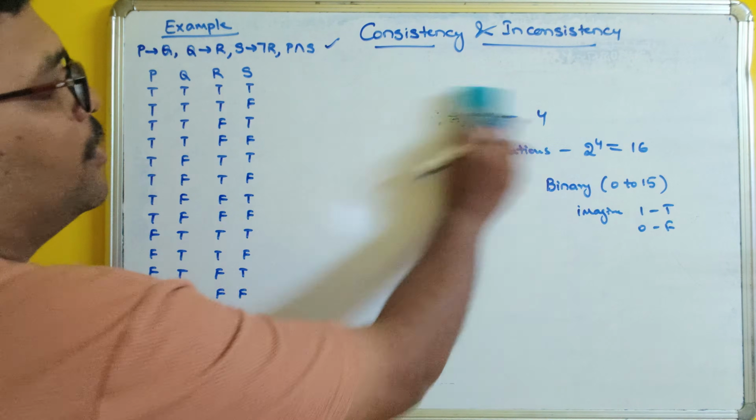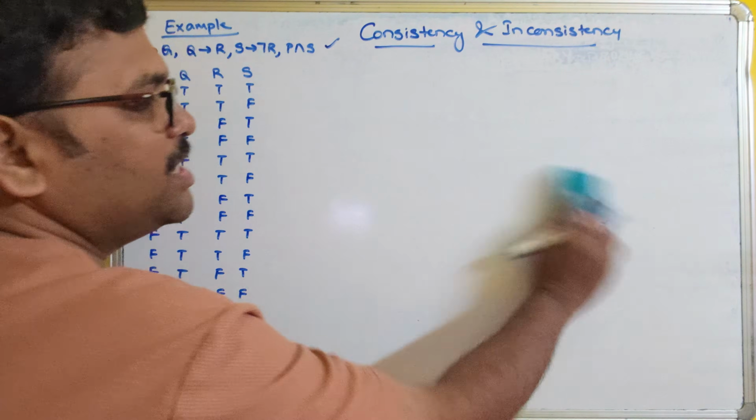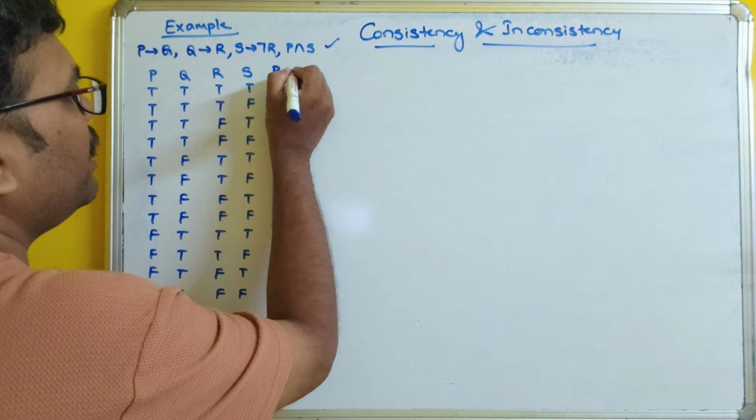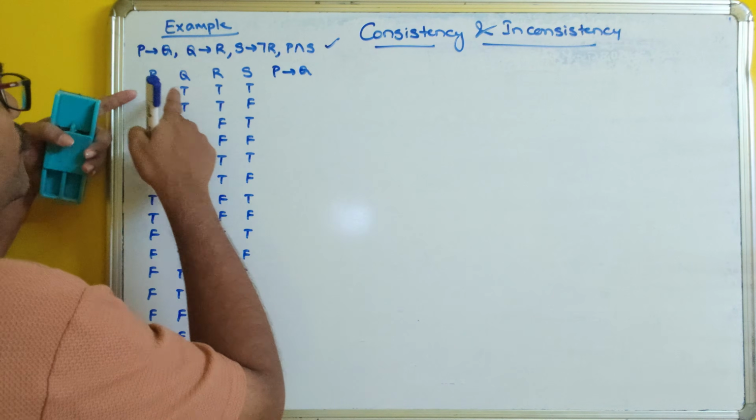Okay, now let us check whether these premises are consistent or inconsistent. You can see first P implies Q. I'll write P implies Q. So P implies Q means this one.